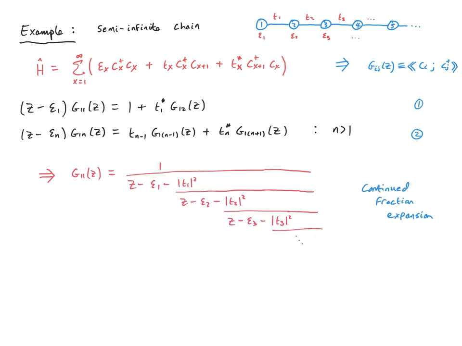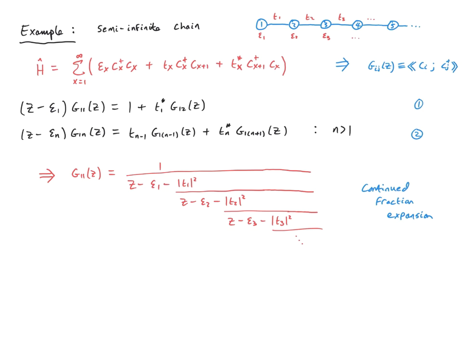The Green's function is therefore given as a so-called continued fraction expansion, and the parameters of our continued fraction are entirely regular and predictable. The Green's function reads 1 over z minus epsilon 1 minus T1 squared over z minus epsilon 2 minus T2 squared over z minus epsilon 3 minus T3 squared, and so on. And for a semi-infinite chain, this just continues forever. And this is the exact representation of the boundary Green's function.